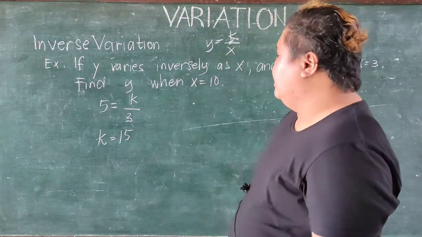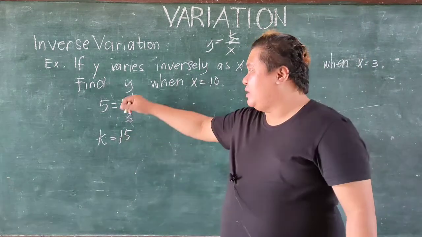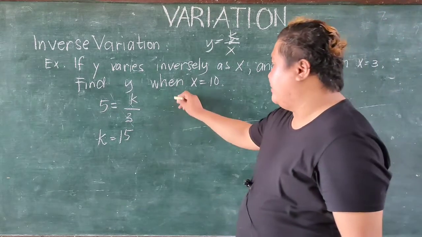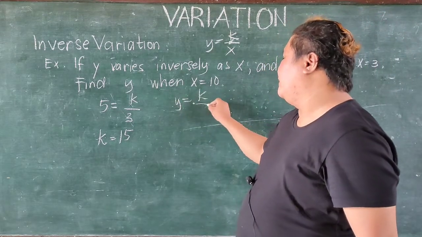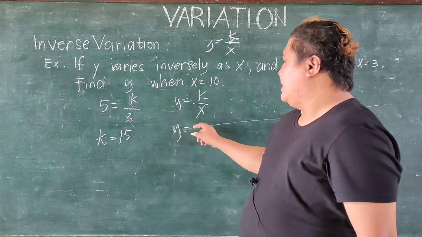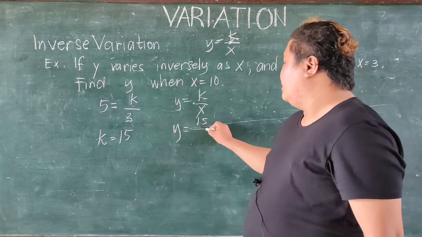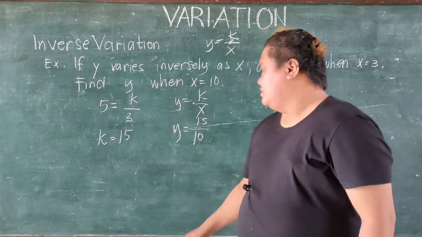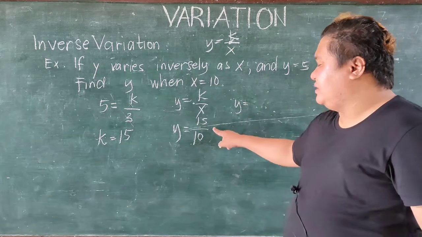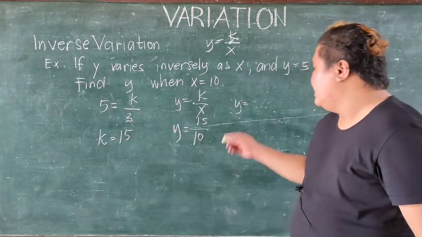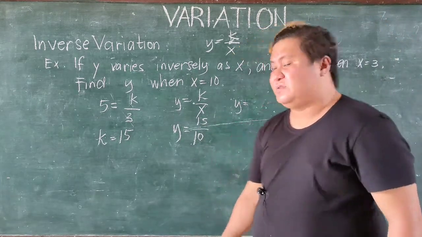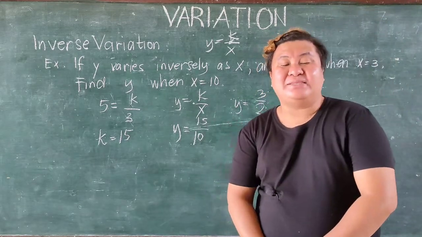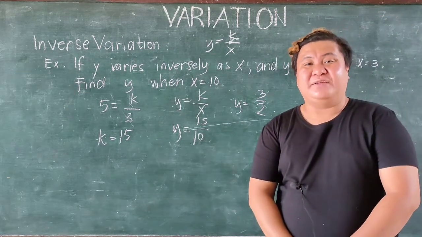Okay? So, since we have a value of k, we are now going to find y when x is equals to 10. Again, y is equals to k over x. So your y, the k is 15 over 10. The value of x is 10. So your y now is equal to 15 over 10, or you can simplify this. Divide all by 5, so we have 3 over 2. That's it. That is how we are going to solve an inverse variation.